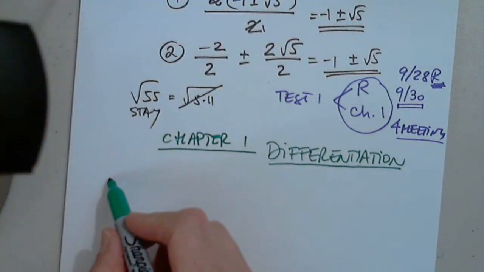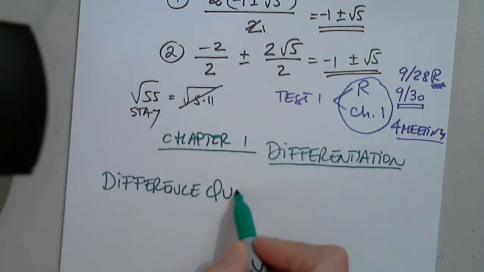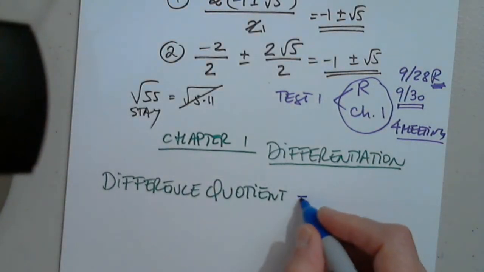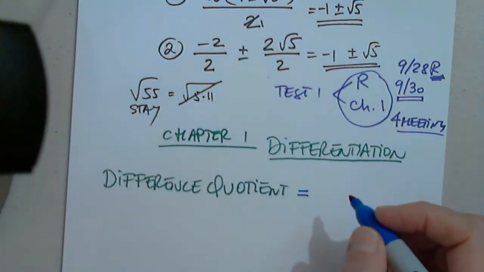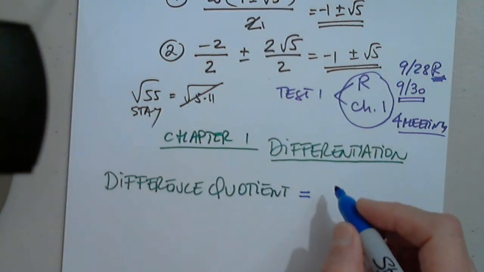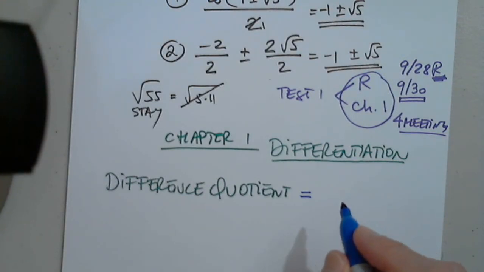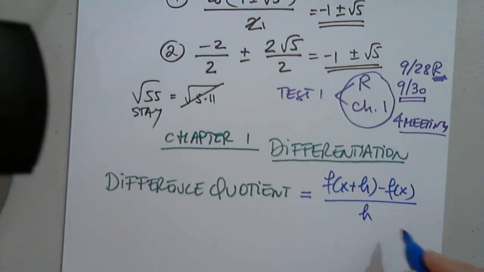First of all, I would like to go back to the difference quotient. We know what it means: the rate of change of a function between 2 points. Can anyone give it to us? y2 minus y1 over x2 minus x1. The difference quotient. Let's go back to our notes. f of x plus h minus f of x over h. Thank you very much, Liam.